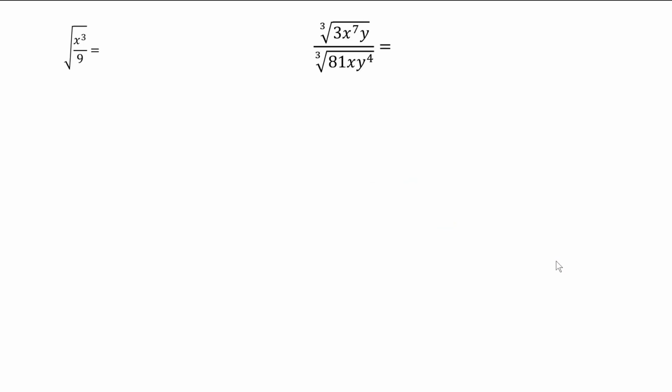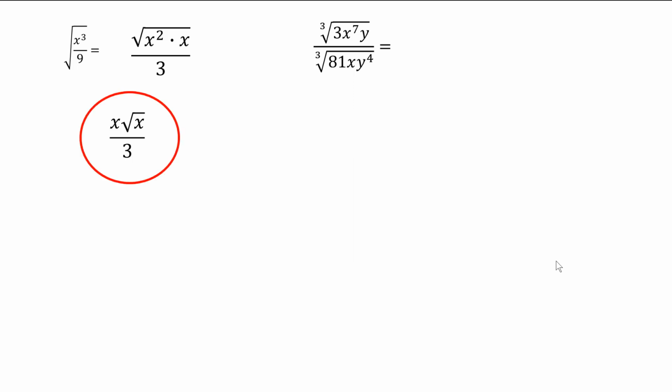All right, here you've got a square root of x cubed over 9. Again, you want to see if you can find some perfect squares in there. So you've got x cubed can be written as x squared times x, and we already know that the square root of 9 is 3. So we can get that x squared out. It becomes just x because the square root of x squared is x. And then the other x stays in, and then you've got the 3 on the bottom.